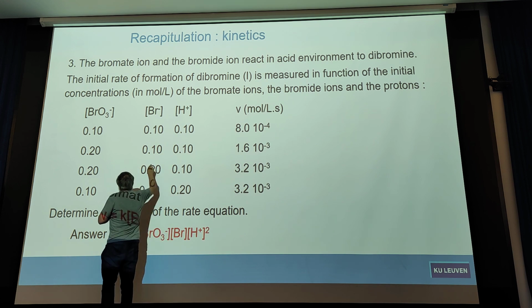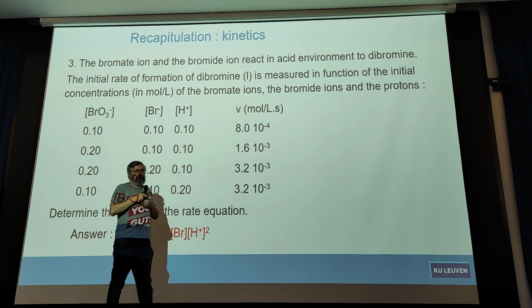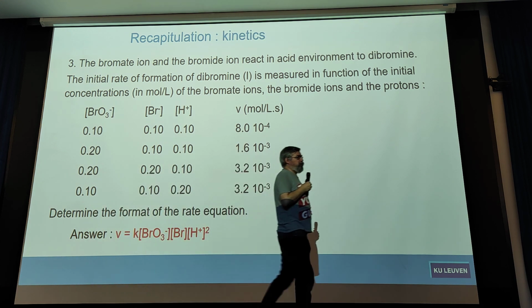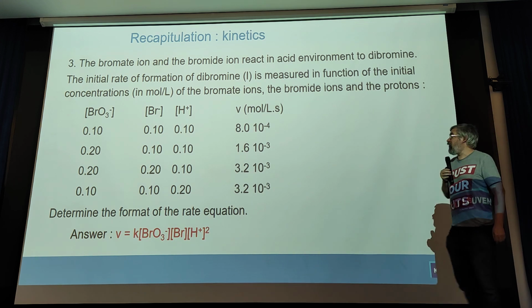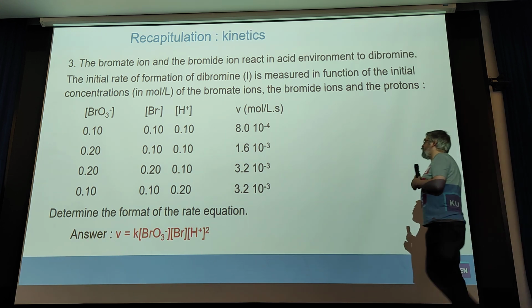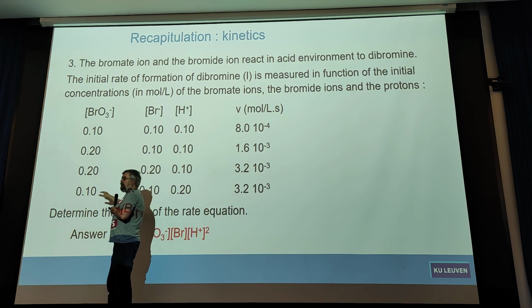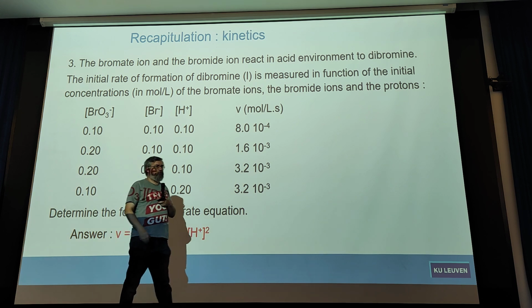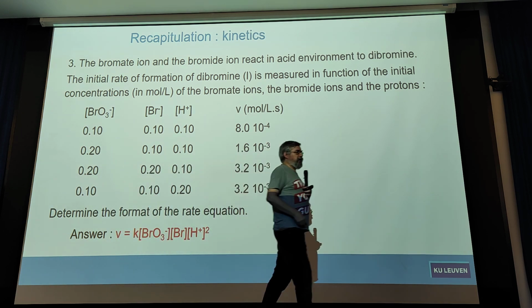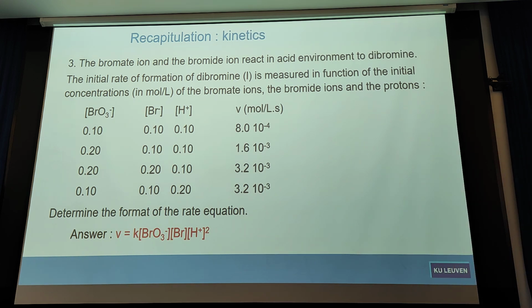Have doubled again, but now the bromide concentration remains doubled. And we see that we double again, the speed now is 3.2 × 10^-3. So in the fourth line, we have doubled the proton concentration, and we keep the rest. But we still see it's 3.2, so we have not doubled, but we have quadrupled our speed. That means now this is second order in protons.